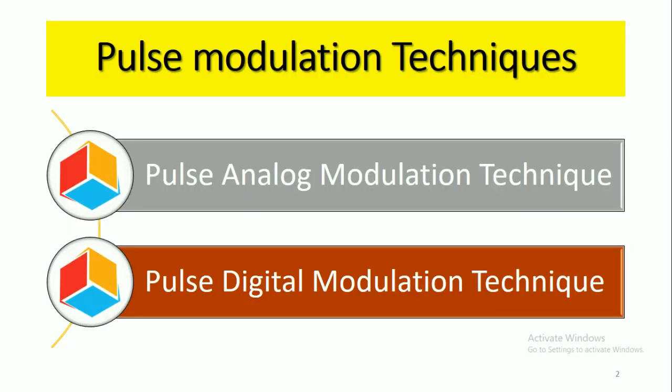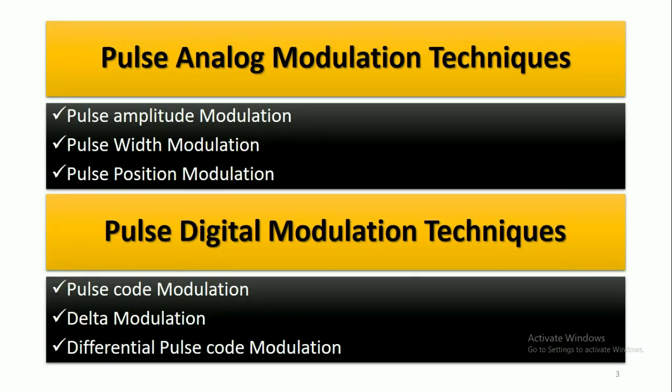In pulse modulation techniques, we have two types. The first one is the pulse analog modulation technique and the second one is the pulse digital modulation technique. In pulse analog modulation, we have three types: pulse amplitude modulation, pulse width modulation, and pulse position modulation. And in pulse digital modulation techniques, we have three types: pulse code modulation, delta modulation, and differential pulse code modulation.